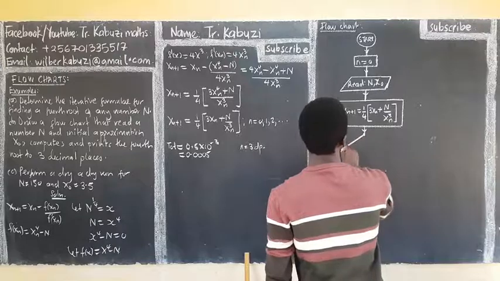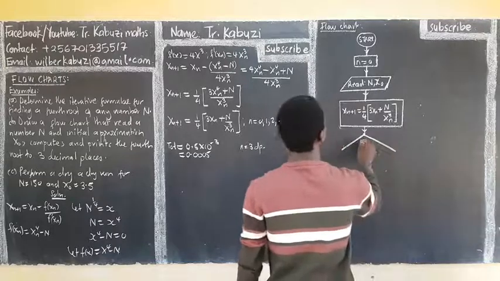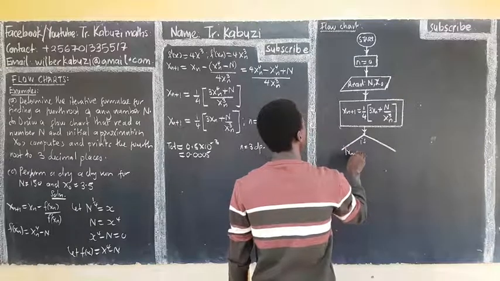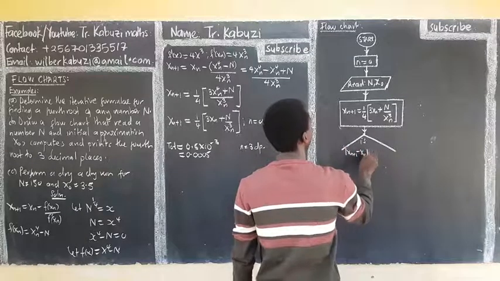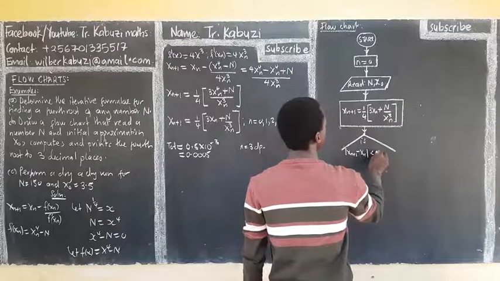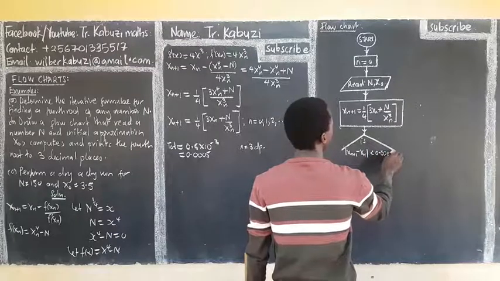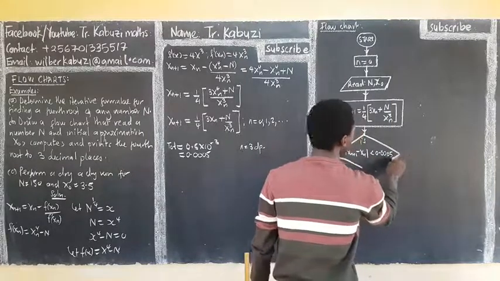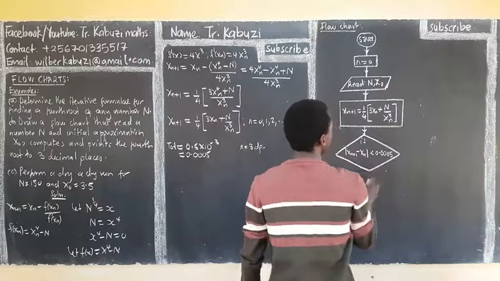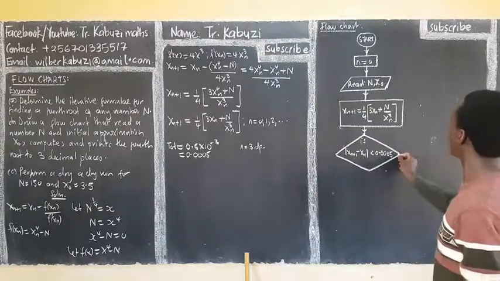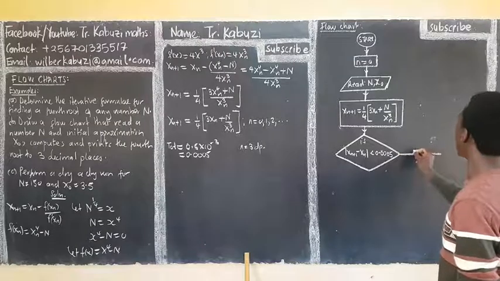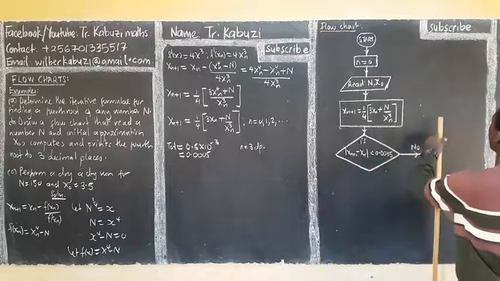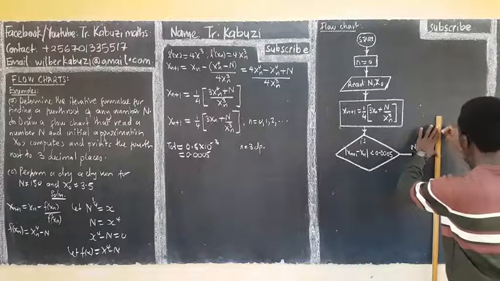So you do that decision part. Now you ask yourself, is the modulus of x(n+1) minus xn less than the tolerance 0.0005? After asking yourself that decision, if that is the case, then we are almost there. If the answer is a no, then it means that we need to do our n again.